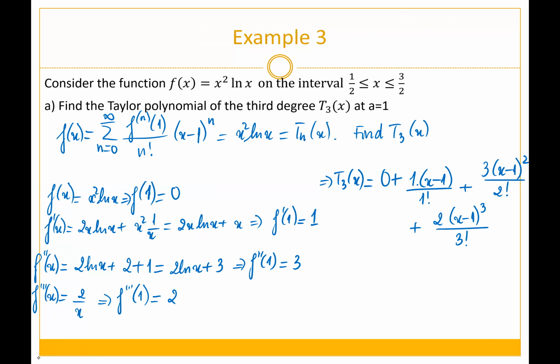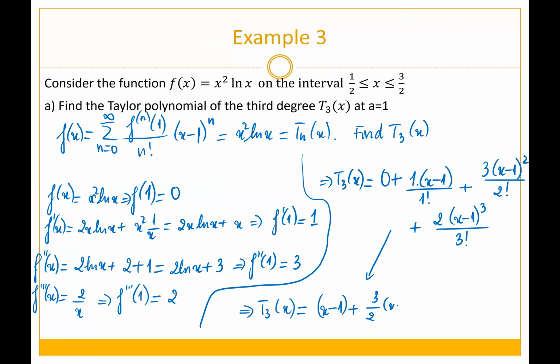Now, if you do some algebra to simplify it, you're going to have x minus 1 plus 3 over 2 times x minus 1 squared plus 2 over 6, so it's going to be 1 over 3 times x minus 1 cubed. So it's not too complicated. You have the steps that you just need to follow, and the coefficient is just finding the derivative.